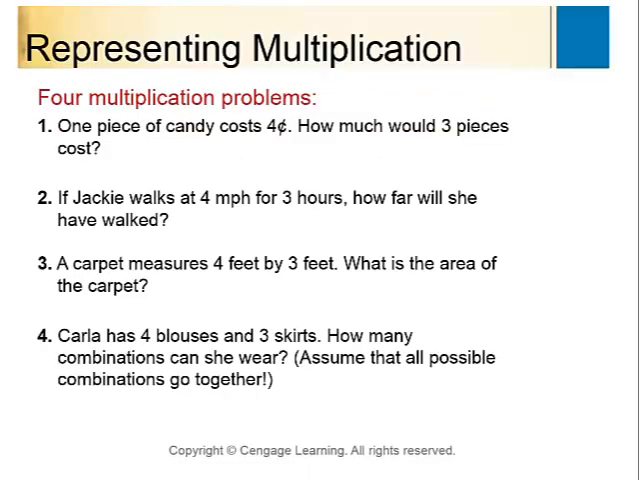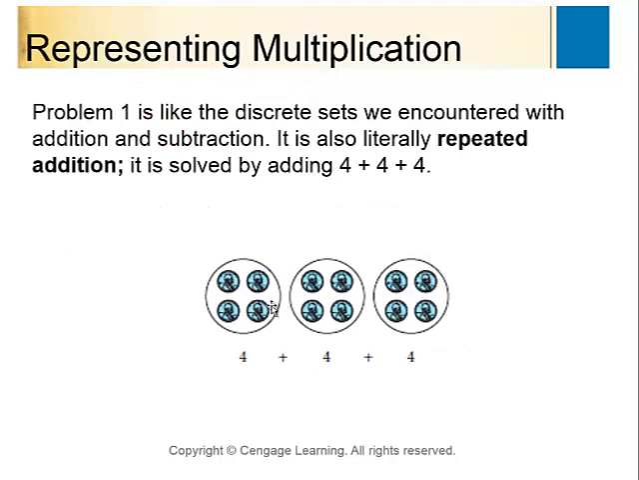As always, we start with a set of problems, and we're going to look at how each of these problems represents multiplication, and they each represent a different kind of multiplication. So if we are to look at the first problem with the candy, one piece of candy costs 4 cents. How much would 3 pieces cost? We can just take that 4 cents and make 3 groups of those and treat that as repeated addition, which is the fundamental concept of multiplication.